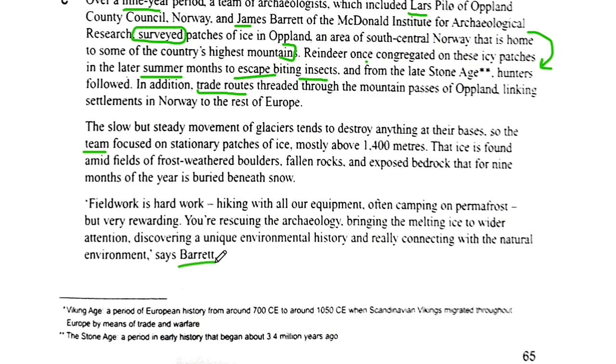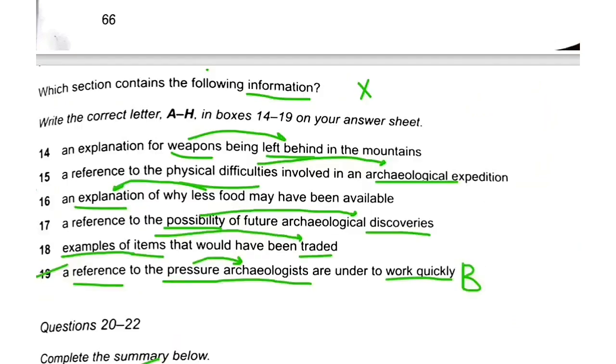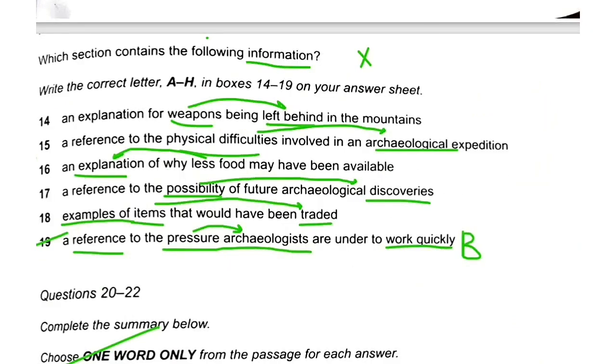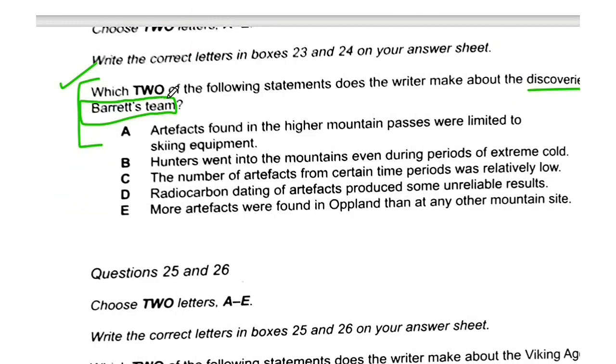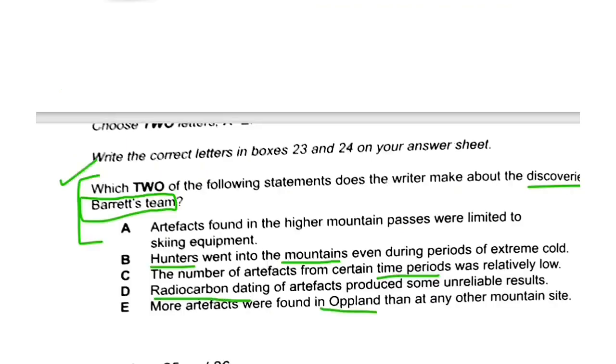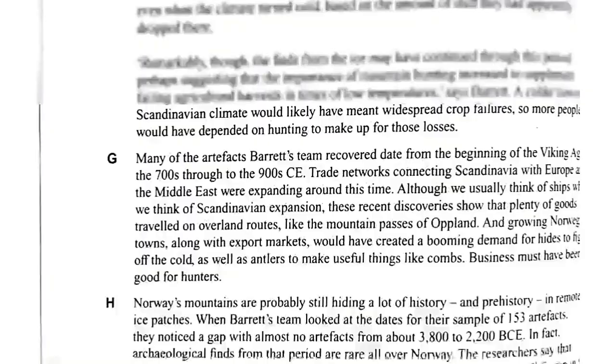So we had read in the MCQ about Barrett. Suppose we have read the complete paragraph, we look at the matching information. An explanation of weapons being left there, nothing is related to that. A reference to the physical difficulties which are involved. So we were clearly seeing all the physical difficulties which are involved in an archaeological expedition. So the answer is C. Now we have already completed the fill in the blanks. Now we'll be looking at the MCQ. Which two of the following statements does the writer make about the discoveries from Barrett's team? Moving into the next paragraph.